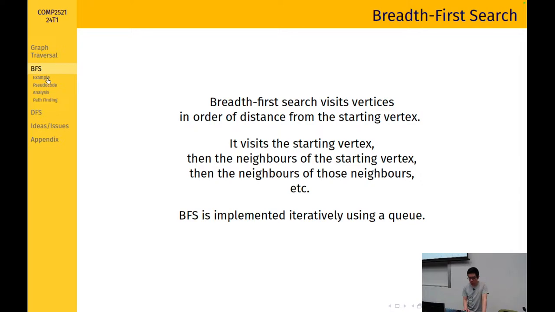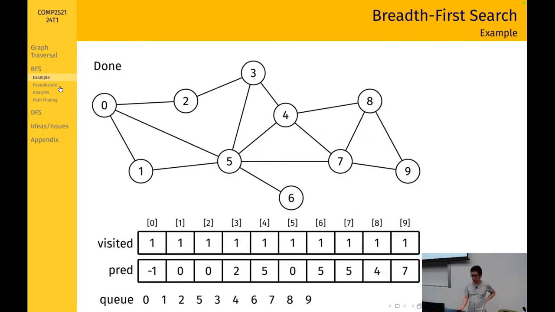So let's go back to here. This is our finished BFS. Another thing to notice is that we explored the vertices in order of distance from the starting vertex. We initially explored 0, then we explored 1, 2, and 5, which are the neighbors of 0. Then we explored 3, 4, and 6, which are the neighbors of those neighbors. So we explored 3, 4, 6, and 7, which are all 2 edges away. Then we explored 8 and 9, which are 3 edges away.